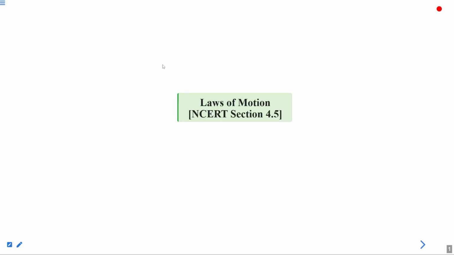Hello students, in today's lecture we are going to learn about laws of motion, NCERT section 4.5.